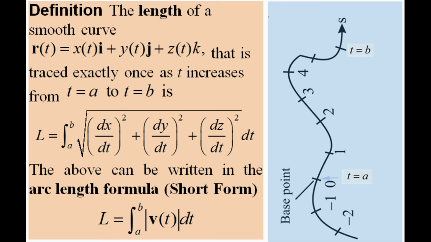In the previous session, we have seen that the length of a smooth curve r of t equal to x of t i plus y of t j plus z of t k, that is traced exactly once as t increases from t is equal to a to t is equal to b, is L is equal to integral a to b square root of (dx by dt) square plus (dy by dt) square plus (dz by dt) square dt. The above formula can be written in short form as L is equal to integral a to b absolute value of v dt, where v is the velocity.